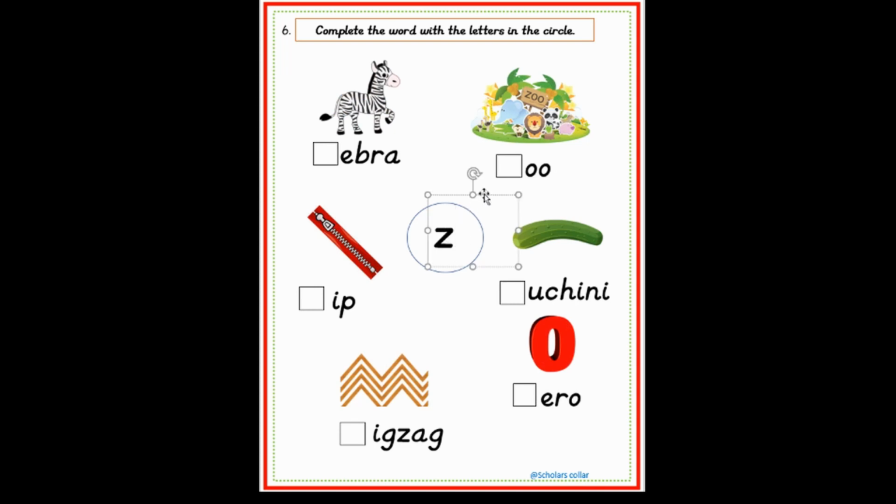Next we're going to the z sound here. So z as in zebra. Just going to go ahead and fill up z as in zebra, z as in zoo, z as in zucchini, z as in zero, z as in zigzag, and z as in zip.